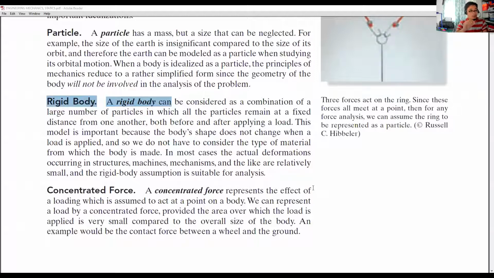Anyway, so the rigid body is a combination of different points or particles that are fixed, with fixed distances within each other. So it can compose a solid particle, or a solid body. So a rigid body is now a system of particles. It is now a structure of particles.